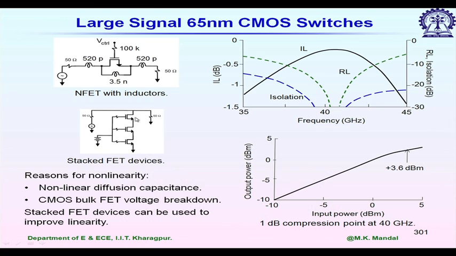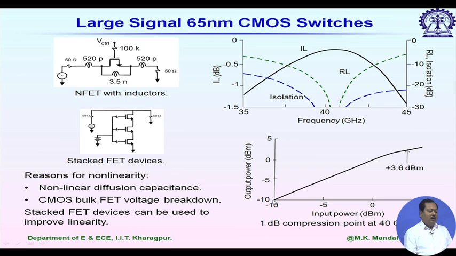There is an alternative: we can use a stacked FET configuration. Here is one example, a stacked FET device. Instead of one, we are using 3 FETs in parallel shunt configuration. So, whatever voltage we apply is now divided into 3 components. That is how we can improve the linearity of the given FET switch, but the only problem is that the conventional CMOS fabrication procedure can't fabricate this type of stacked FET. So, we have to use some non-standard procedure and the fabrication cost will increase.